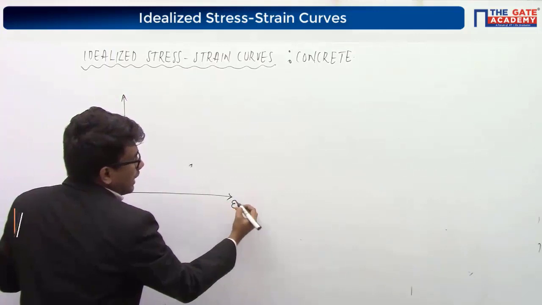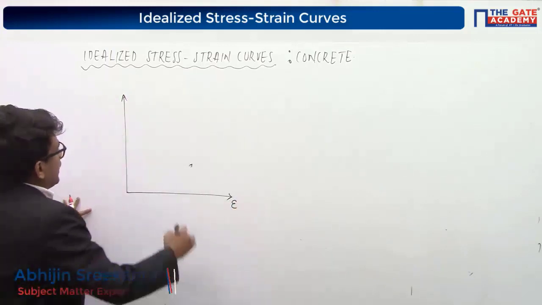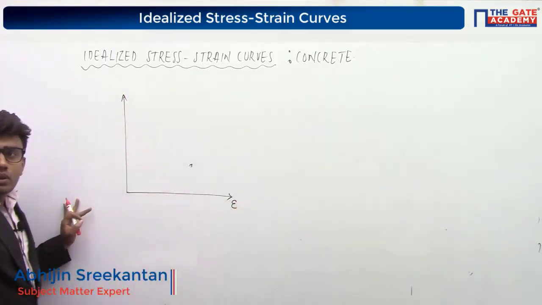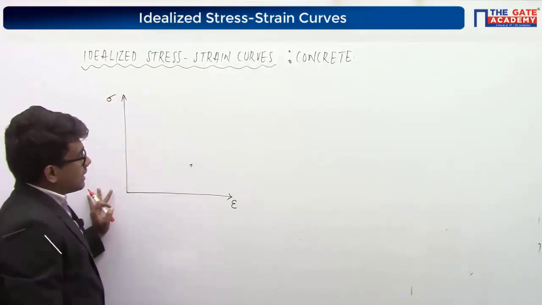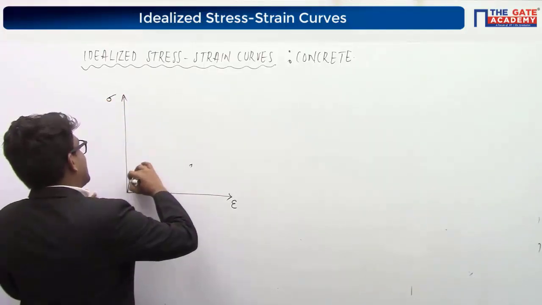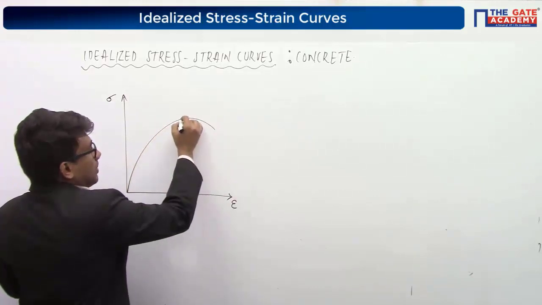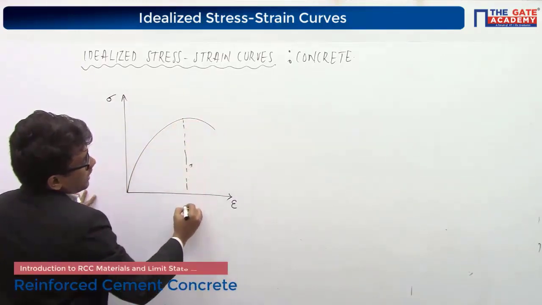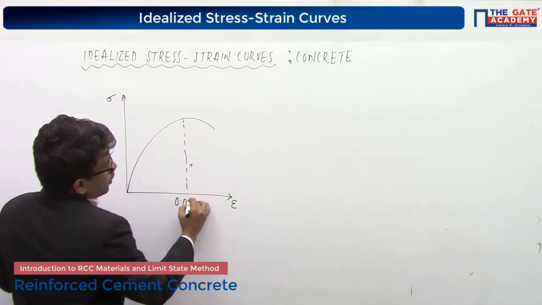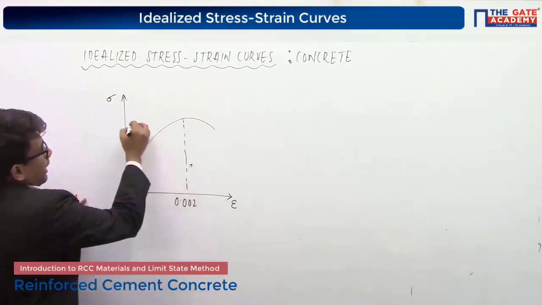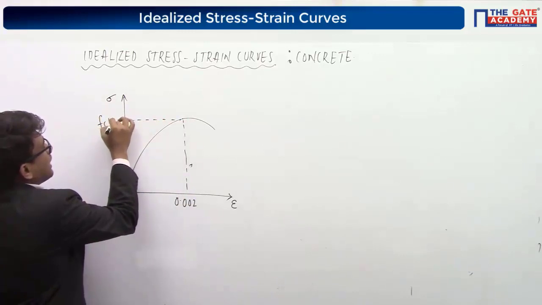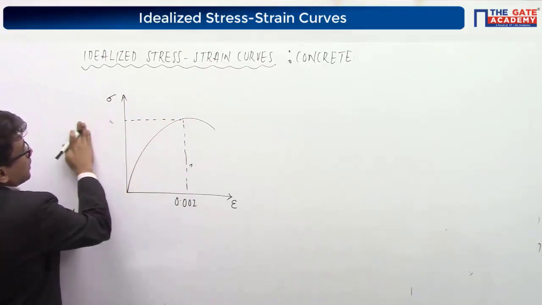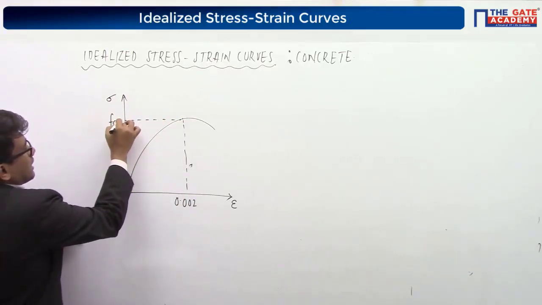We will take the strain value here on the x-axis, and if we take the stress value here on the y-axis, we will get a non-linear curve like this, where we have the maximum stress at the strain value 0.002, and the stress value corresponding to that is taken as our FCK, that is the characteristic compressive strength of the concrete. So we have already discussed this.